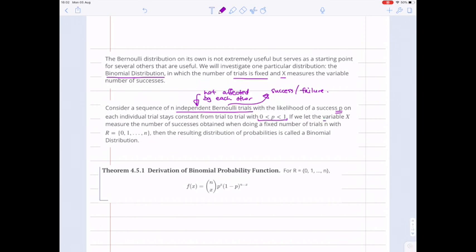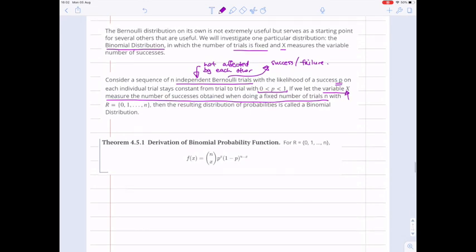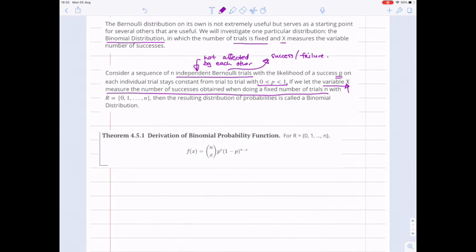So we're going to let our random variable x measure the number of successes obtained when doing n trials. Okay, so we're going to do some particular number of trials. For example, we're going to flip a coin 10 times, and we're going to let our random variable count, for example, the number of heads that we get. And we want to think about, what does the resulting probability distribution look like? Well, it's called a binomial distribution for good reason, because one of the first things that you'll notice is a binomial coefficient sitting here.